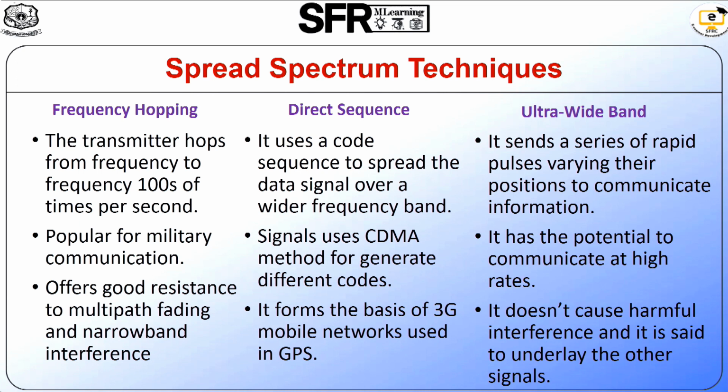Okay, the final technique for spectrum is ultra wideband communication. So, ultra wideband communication sends a series of rapid pulses, varying their positions to communicate the information. This rapid transition leads to a signal that is spread thinly over a wide frequency band. This ultra wideband has very little energy at a given frequency when used for short range transmission. So, it does not cause any harmful interference to those other than narrow band radio signals. This feature then leads to underlay the other signals in UWB.